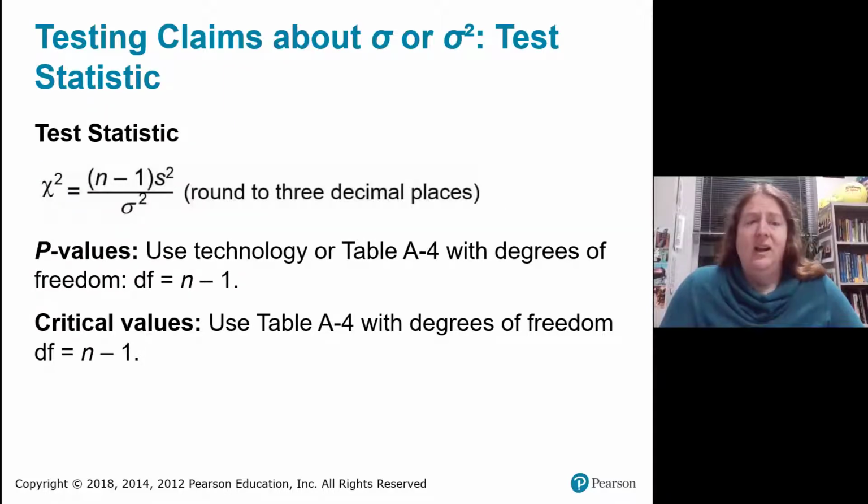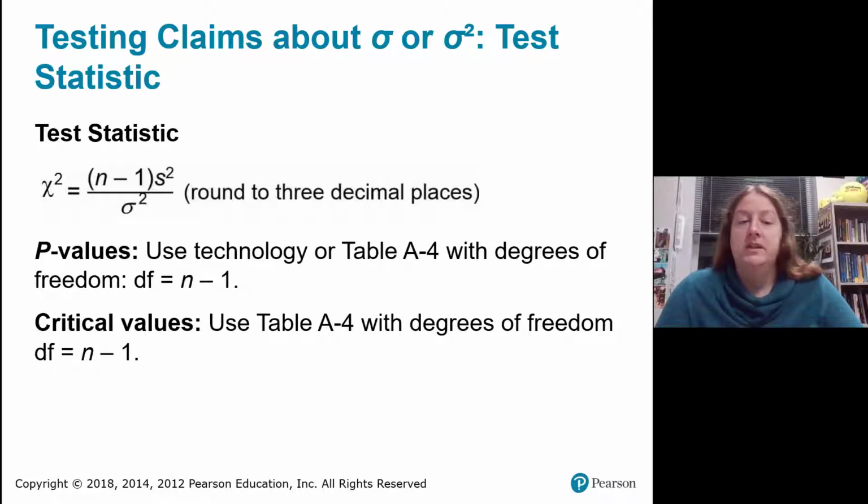So our test statistic we'll be working with is chi-square. We worked with this when we were doing confidence intervals about standard deviations and variances, and it's back again for us doing hypothesis testing about standard deviation and variances. So we have chi-square equals the quantity n minus 1 times our sample variance divided by our population variance. We're going to round that to 3 decimal places.